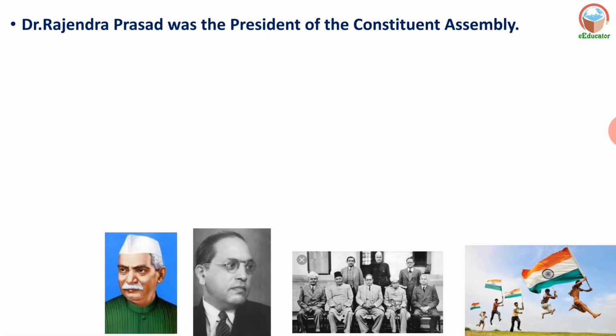Now, more about the assembly. Dr. Rajendra Prasad was the president of the Constituent Assembly. Who was the president of the Indian Constituent Assembly? The name is Rajendra Prasad, you can see here in the photographs. So Dr. Rajendra Prasad became the president of the Constituent Assembly.